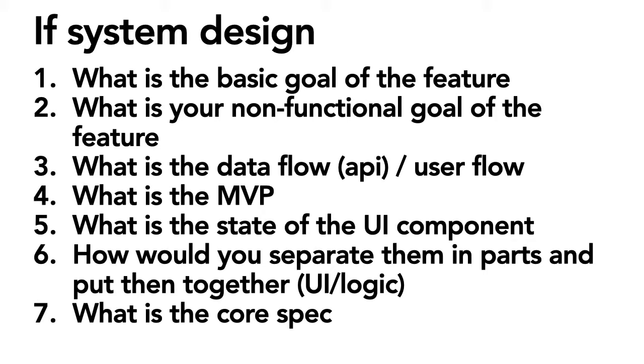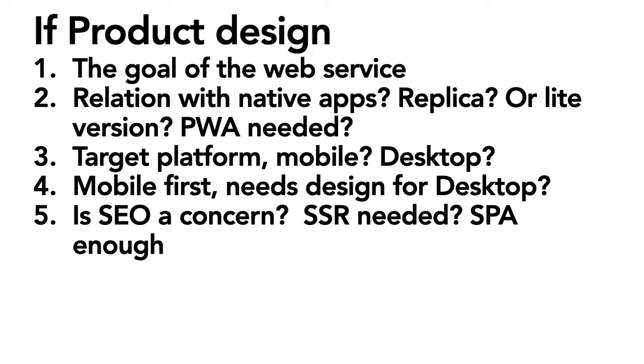And then what is the core spec? It's based on the MVP. So after considering these cases, maybe we could just list them up. Okay, we support this, and then if the user clicks this, what would happen? And what are the edge cases? What are the problems we need to handle? What's the tricky part? Something like this, so we can define the core spec. After considering these detailed questions, well, if it's a product design, it's more complicated. This is just from my own idea. I'm not sure whether it is good or not.